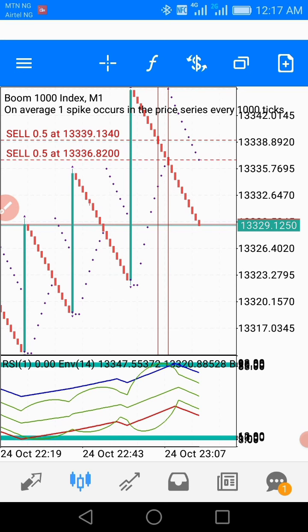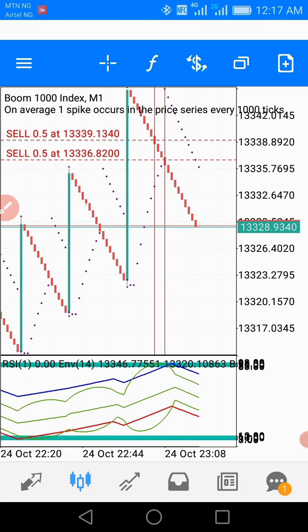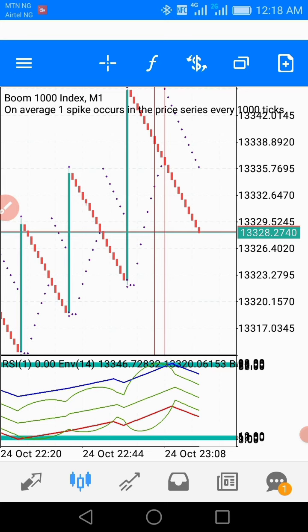Then you are going to wait for a crossing between the blue line of the envelope and the upper line of the Bollinger Band for Boom. Now we're going to take a profit before we continue. Okay, right now let's continue.